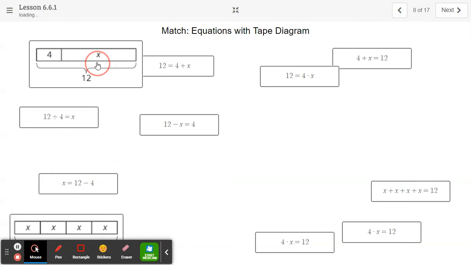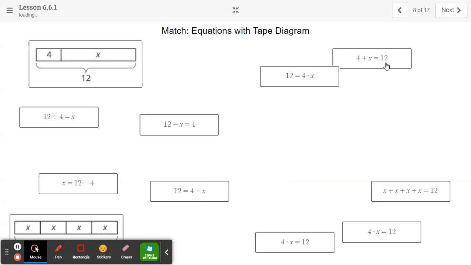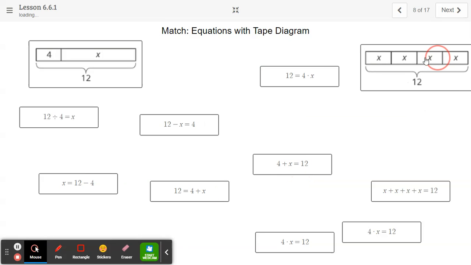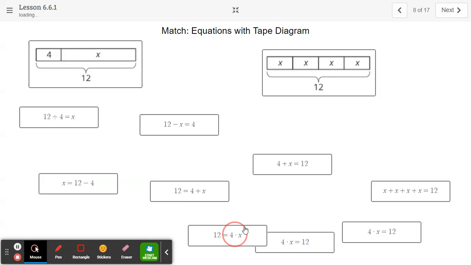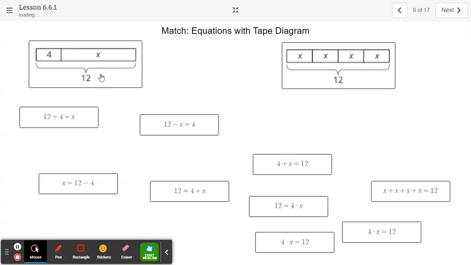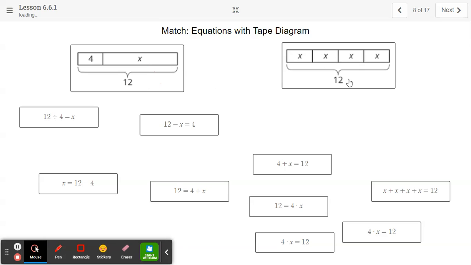For this slide, we're being asked to match the equations with the two different bar models or tape diagrams. When I'm looking at these, first off, I'm noticing something. This is similar to the other ones, except now we have a variable x. I'm noticing that this is showing addition and this is showing repeated addition or multiplication.